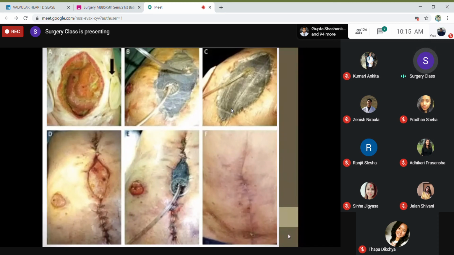So remember, this is vacuum assisted closure. Vacuum assisted closure, VAC. It is not only used for fistula, it is used for chronic wounds also, like diabetic foot and all sorts of wounds.